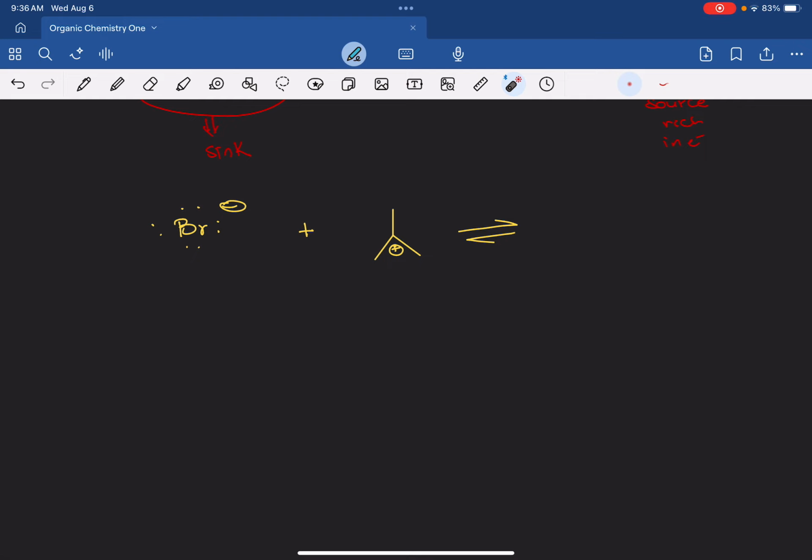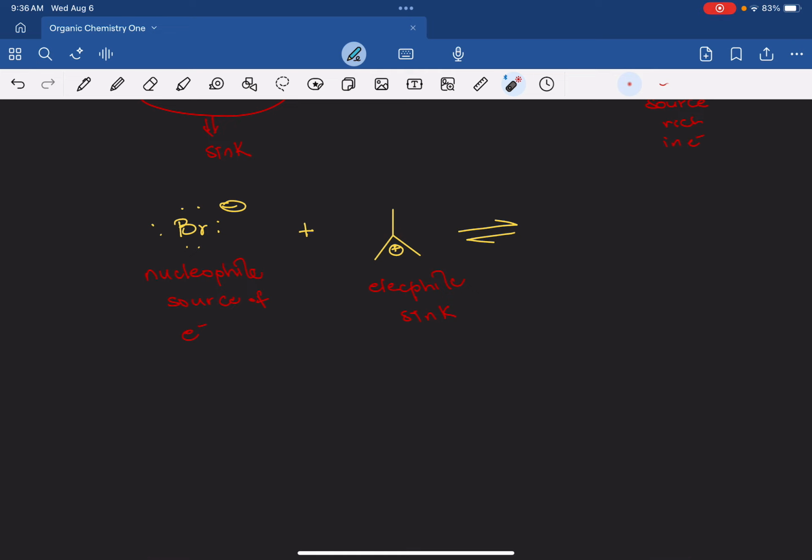So your nucleophile in this reaction is the source of your electrons, which means it's rich in electrons, right? This is my electrophile, which is my sink. Your sink is exactly what the word means in English. It's low in something, right? It's low in electrons. And of course, your carbon here with the positive charge is low in electrons because it can easily accept 2 to get a full octet. It has an empty 2p orbital.